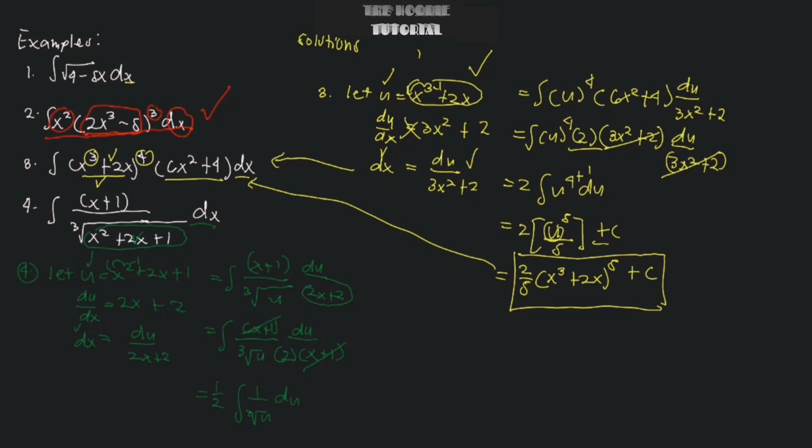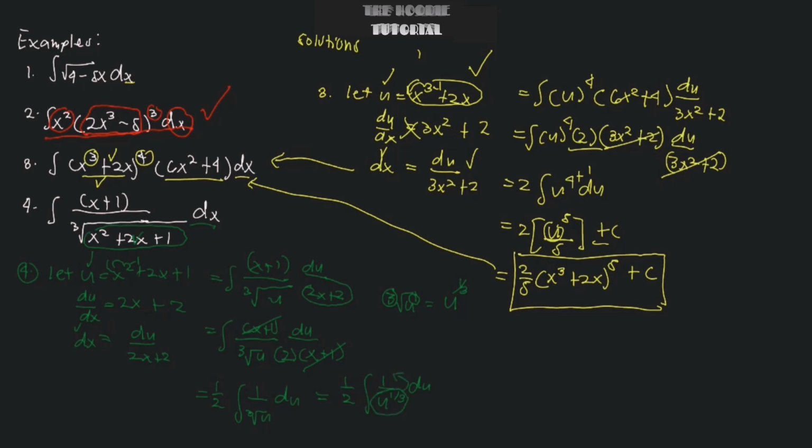So since this is a cube root, we can change that into an exponent. 1 over 2 times 1 over u raised to 1/3. The cube root of u is equal to u raised to 1/3, where 1 is the numerator of the exponent and this 3 becomes the denominator. And then don't forget du. Simplifying even further, we have u raised to 1/3 in the denominator.